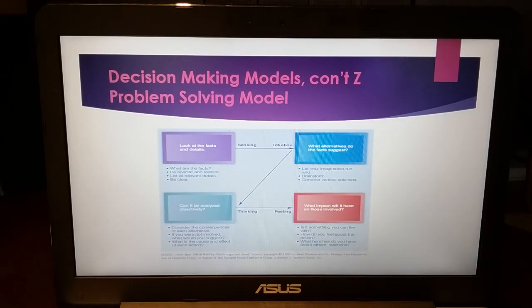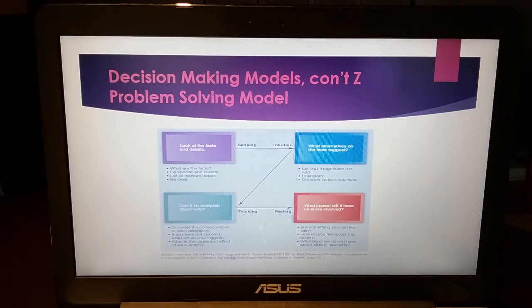All right, so let's talk about another type of decision-making model, the Z model. And again, this goes back to what we were talking about earlier in the semester with the Myers-Briggs. Myers-Briggs measures 4 things. These are measurement number 2 and measurement number 3. So basically, how you take in information, is it through your senses, or is it more of a gut feeling, with intuition, and then how do you make decisions, through thinking or feeling?